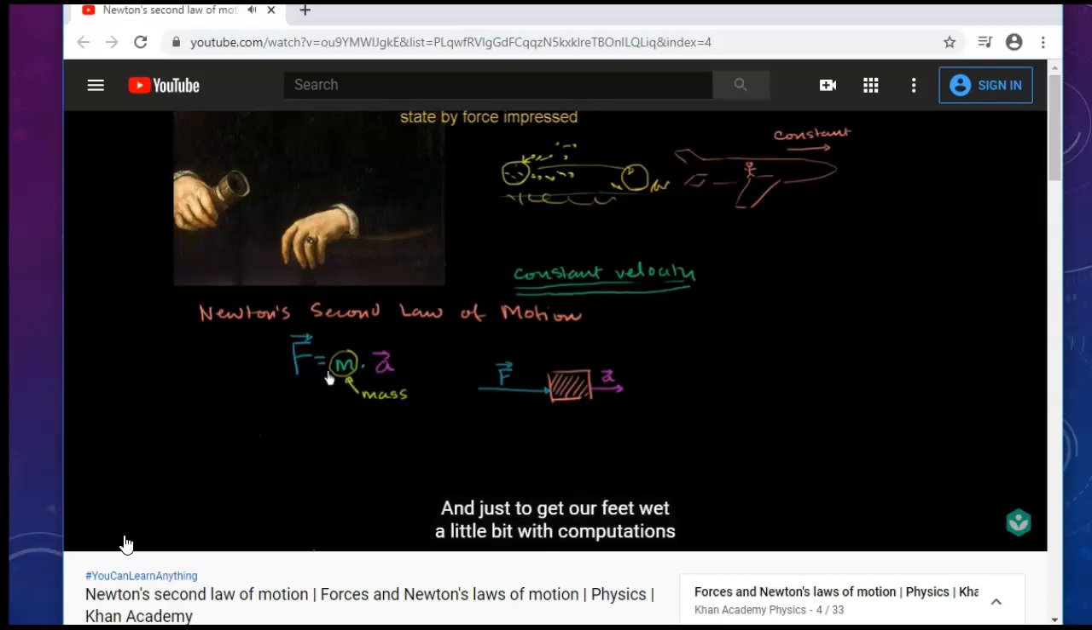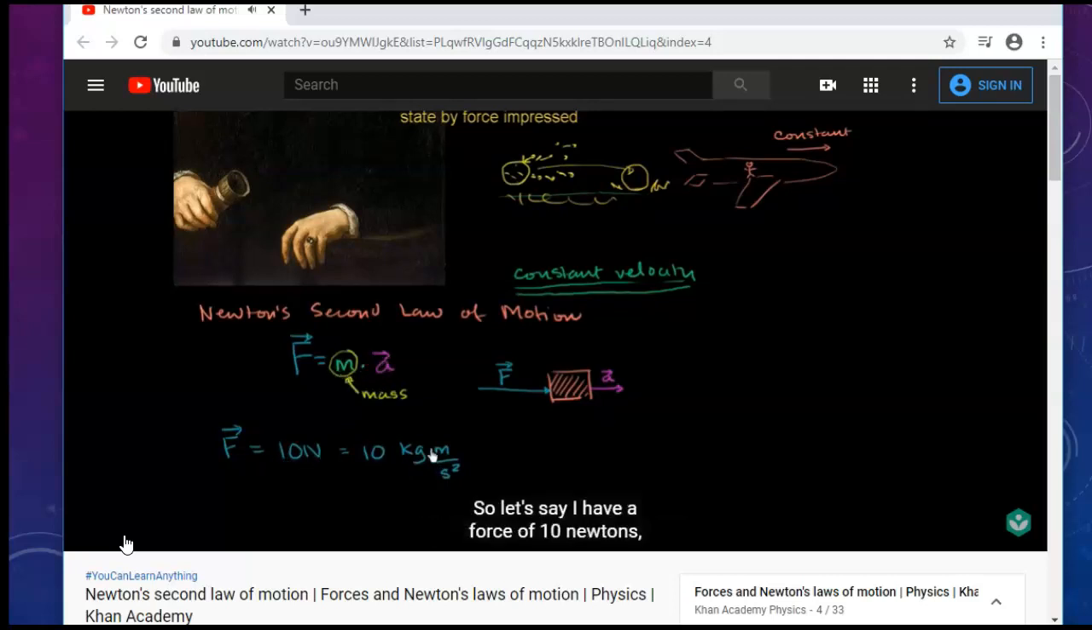And just to get our feet wet a little bit with computations involving force, mass, and acceleration, let's say that I have a force, and the unit of force is appropriately called the Newton. So let's say I have a force of 10 newtons. And just to be clear, a newton is the same thing as 10 kilogram meters per second squared. And that's good, because that's exactly what you get on this side of the formula.